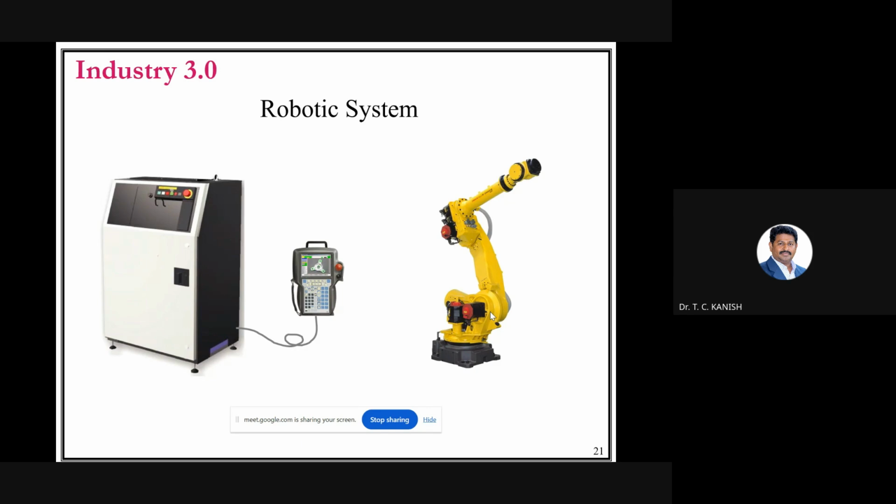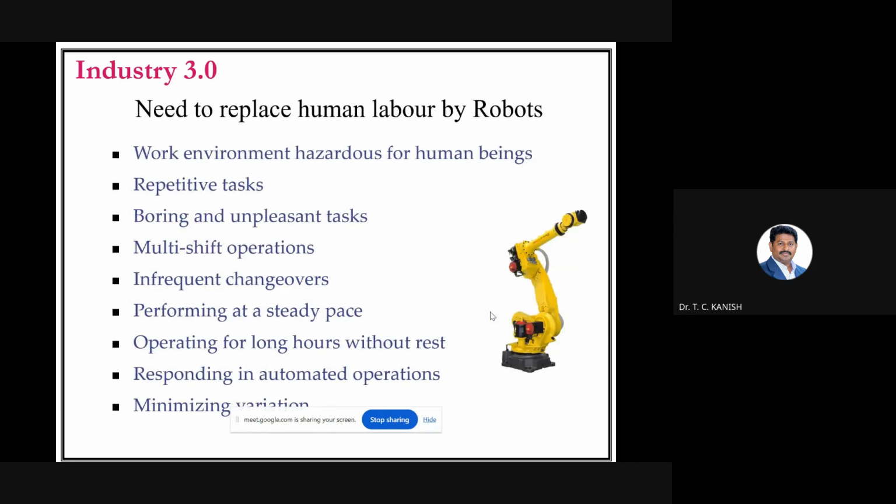So when you are seeing this robotic system, I want to go into why we need to replace humans with robots. Why do we need to bring in robots instead of human beings? Some places are very hazardous, and human beings can't be involved there, so we can use robots in those places. Normally I'm talking about robots in general, not only industrial robots.